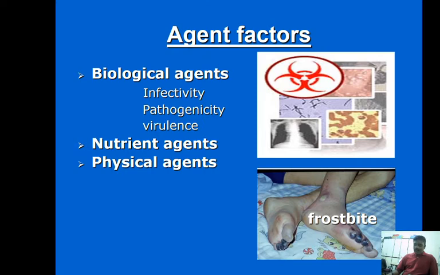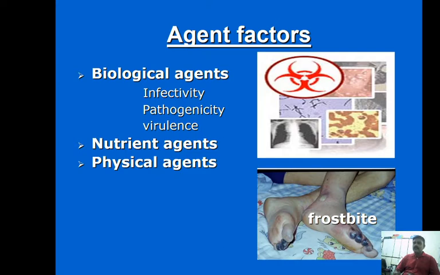Nutrient agents, so malnutrition. If you don't have proper protein intake, then you have a problem of protein deficiency. Higher fat intake, then you have cardiovascular problems. Higher carbohydrate intake, then you have diabetes-like conditions. Higher alcohol intake is again another problem, for liver disease. Right? So the nutrient agents.